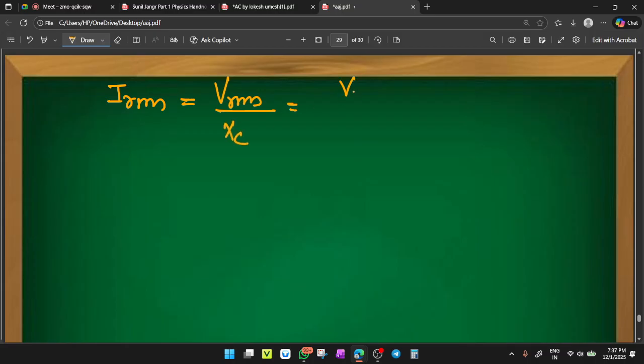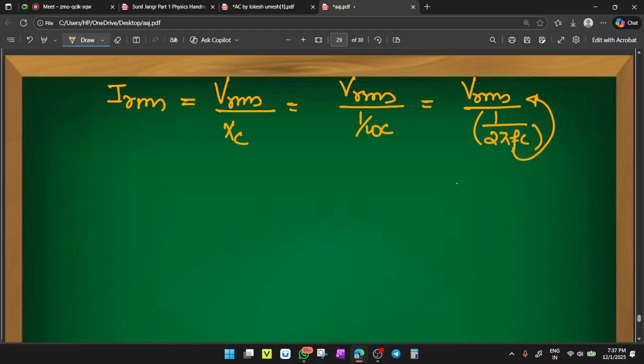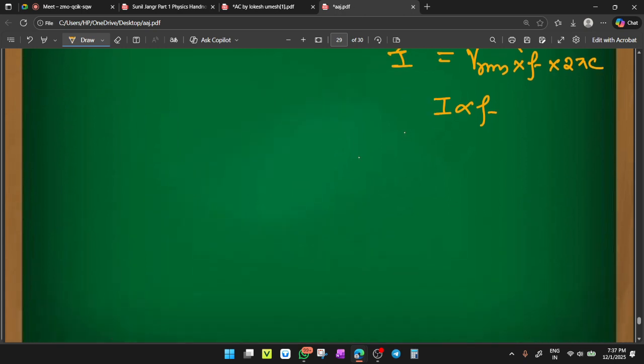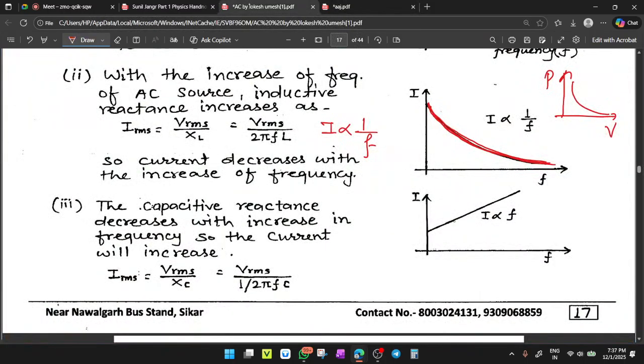So this is equal to Vrms divided by 1 upon omega C, which means 1 upon 2 pi fC. This f comes to the numerator. So I equals Vrms multiplied by f into 2 pi C. Rest all the things are constant. It depends on frequency, so I is proportional to f. There is a linear relationship between I and f, so you will have a straight line graph.